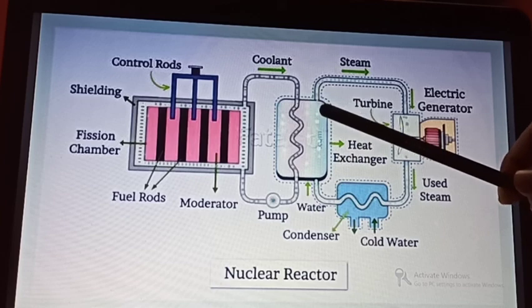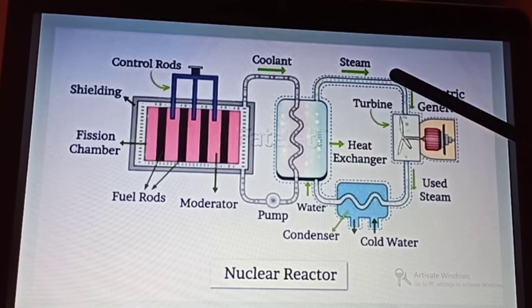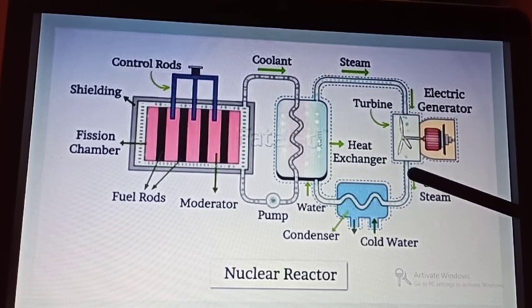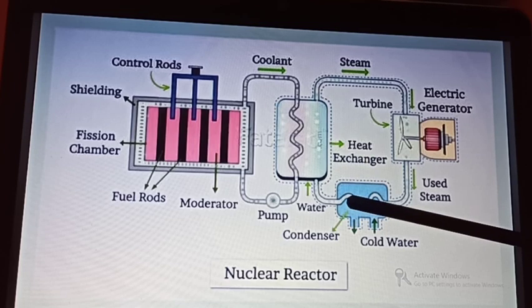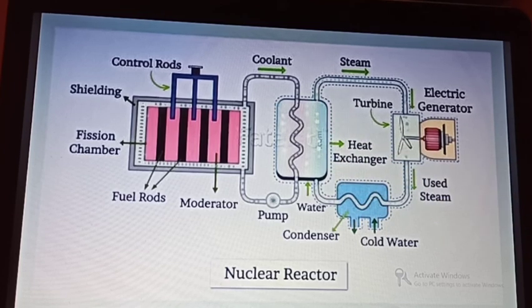So again the rod will hit the water, steam will rotate the turbine, again steam comes here, again it becomes condensed, and again it passes here, and it goes on and on, and the generator will rotate and electricity will be produced. In this way, with the help of a controlled nuclear reaction, we can generate electricity.